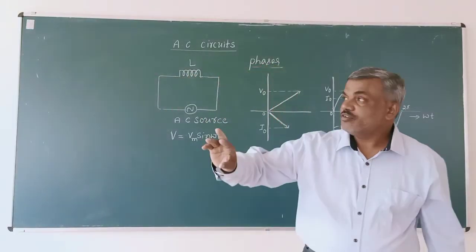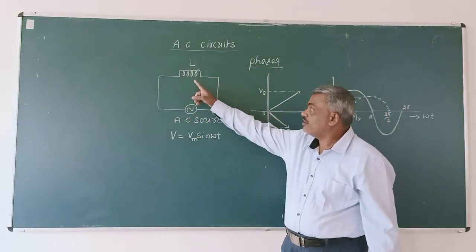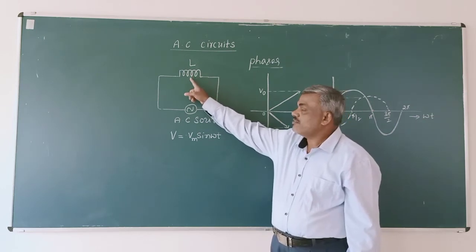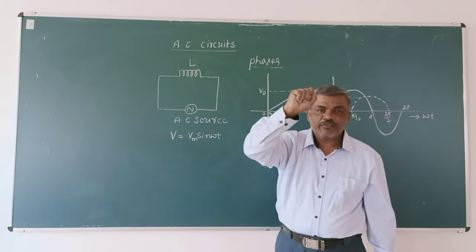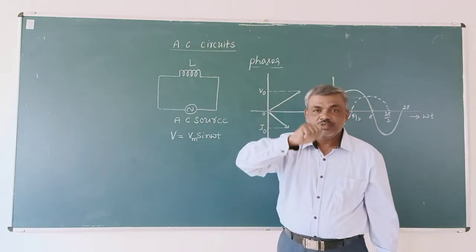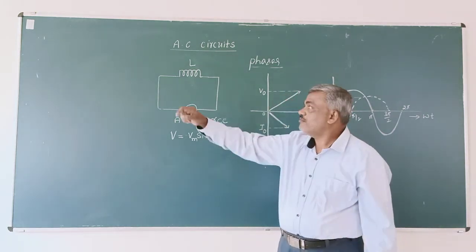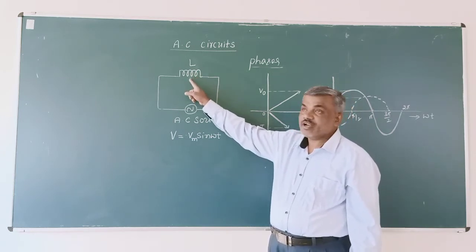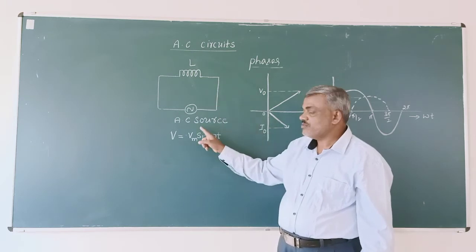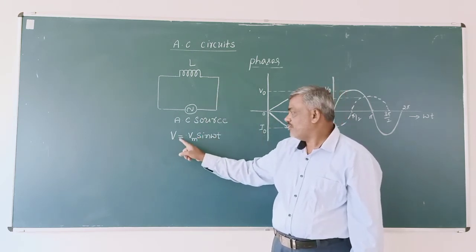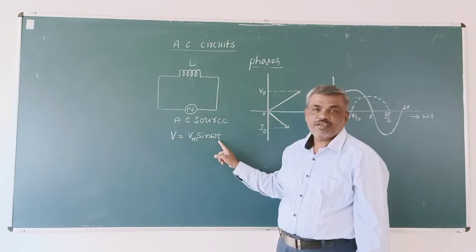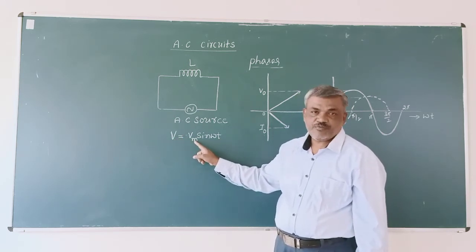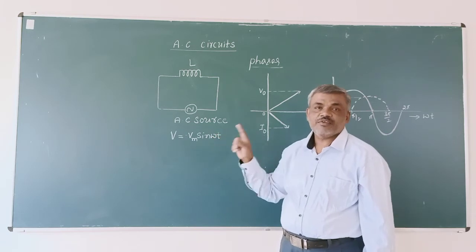Now, AC circuit containing an inductor. Observe the symbol carefully. The symbol indicates an inductor, a fine copper wire wound several times. A pure inductor of inductance L is connected in series with an AC source. So V equals Vm sin omega t. V is the source voltage, Vm is the peak or maximum value, and omega is the angular frequency.